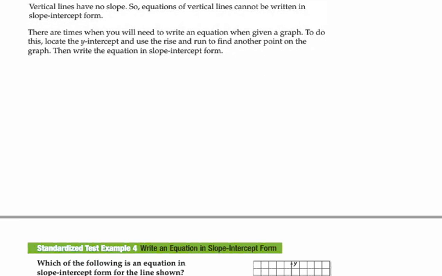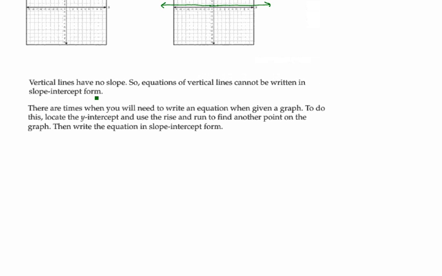Now let's look at vertical. It says vertical lines have no slope, so equations of vertical lines cannot be written in slope-intercept form. There are times when you will need to write an equation when given a graph. To do this, you're supposed to locate the y-intercept and use the rise and run to find a point on the graph. Then write the equation in slope-intercept form. So this last paragraph actually deals with this next example. We will deal with vertical lines later.